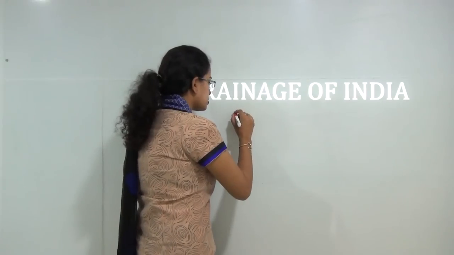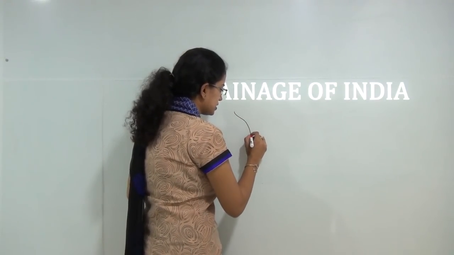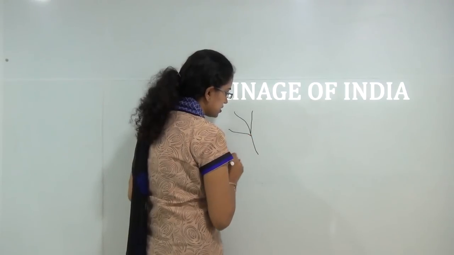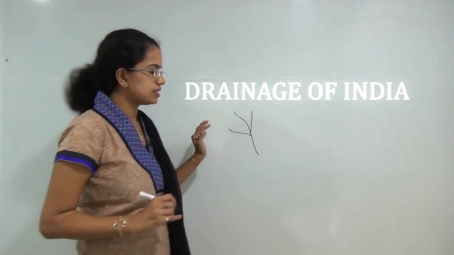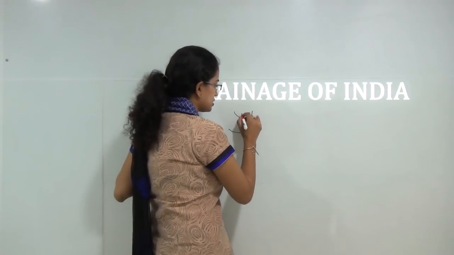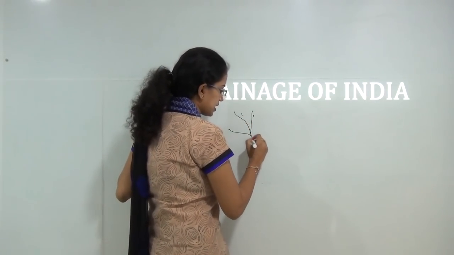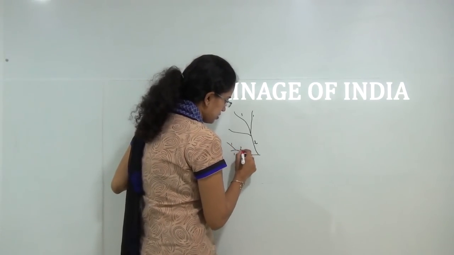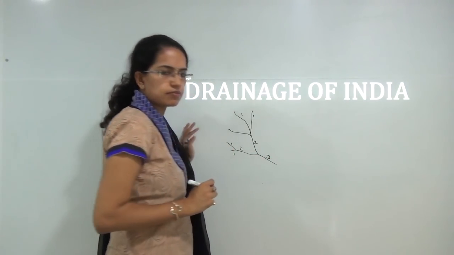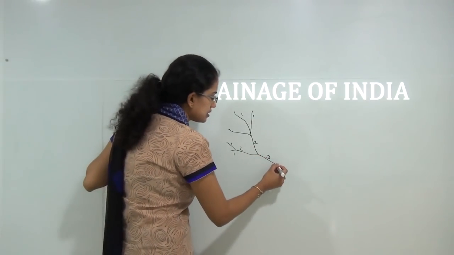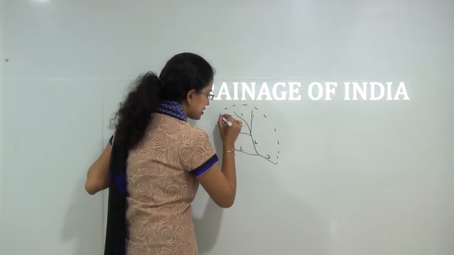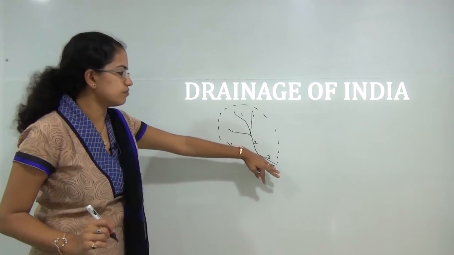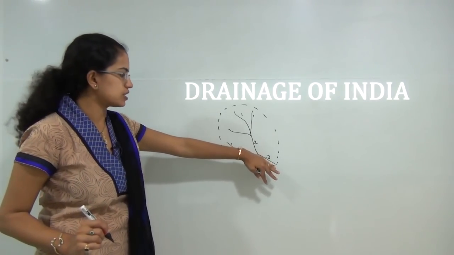Now, in the class on stream orders, we had already seen that there are streams of various orders that join to form the main stream. So, two first order streams join to form a second order stream. Two second order streams join to form a third order stream, and so on. And this region as a whole would be the drainage basin for the main river, that is river 3.